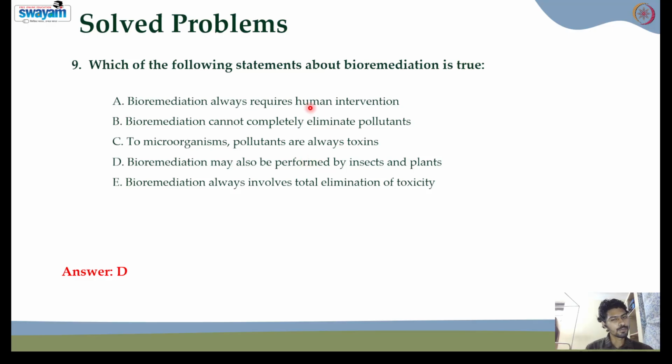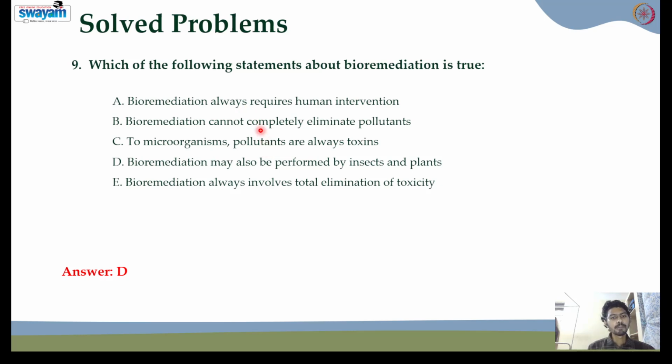Now we will see why the other options are not as accurate as D. Yes, human intervention is often needed for the design and implementation of bioremediation. But as we have discussed, there is in situ remediation, and there are some natural bioremediation processes that also occur without any human intervention. In the statement they have given, bioremediation always requires human intervention. It need not always be, some natural processes exist for bioremediation. That is why option A is false when compared to option D.